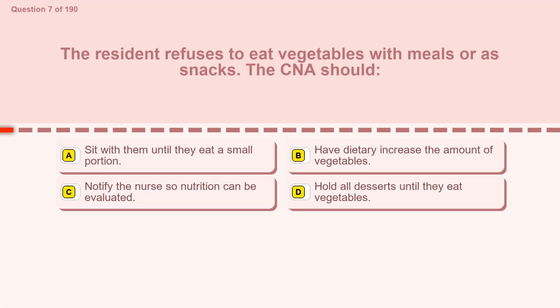Question 7. The resident refuses to eat vegetables with meals or as snacks. The CNA should: Option A. Sit with them until they eat a small portion. Option B. Have dietary increase the amount of vegetables. Option C. Notify the nurse so nutrition can be evaluated. Option D. Hold all desserts until they eat vegetables.